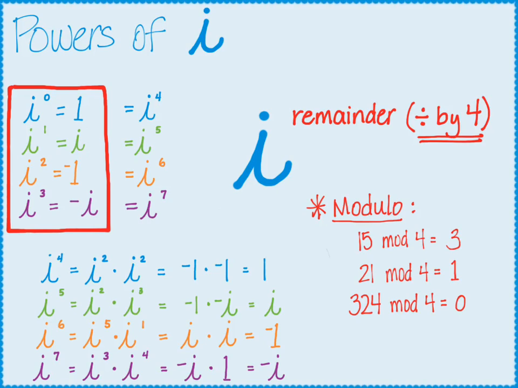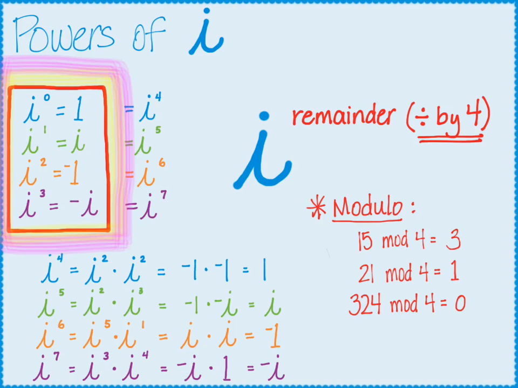So you're going to want to memorize this list. And once again, that's 1, i, negative 1, negative i. 1, i, negative 1, negative i. If you memorize that list, you'll be able to find any power of i.